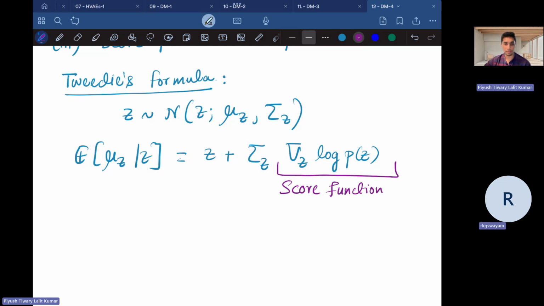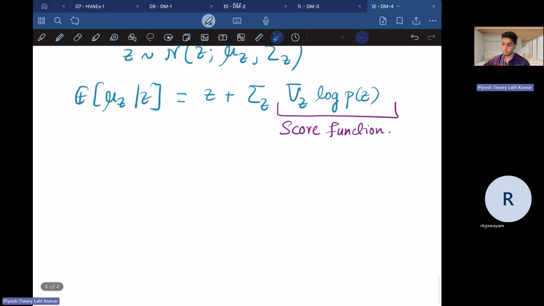Yes, is this formula valid for continuous distributions or for discrete ones also? For discrete, there is no gradient defined. You don't have differentiability, so you cannot define this thing. You need to have a differentiable support in order to talk about the score function.